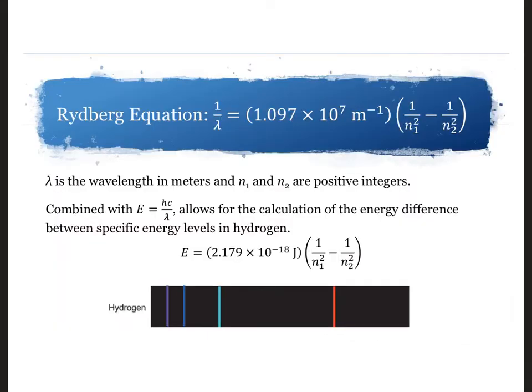We can calculate the wavelength of light or energy emitted from these transitions using the Rydberg equation. The Rydberg equation is only valid for the hydrogen atom. We'll give the wavelength in meters and it has 2 positive integers, n1 and n2, corresponding to the electronic energy levels in the atom. We can combine the 1 over lambda form of the Rydberg equation with our E equals hc over lambda equation to find the energy.